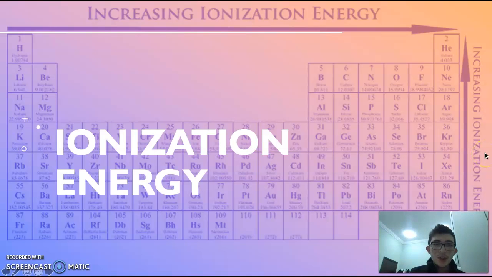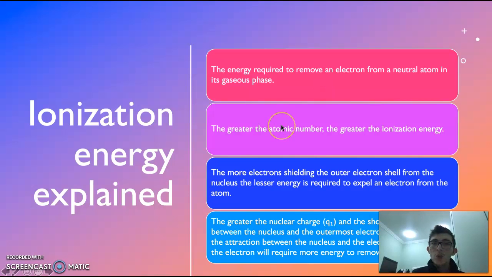So the first periodic trend we will be talking about is ionization energy. As we can see in the background, ionization energy increases from left to right and bottom to top. Now we will see why. So what is ionization energy? The energy required to remove an electron from a neutral atom in its gaseous phase.